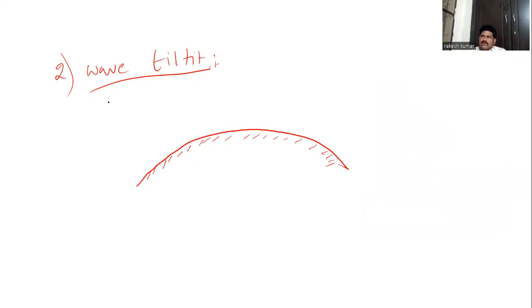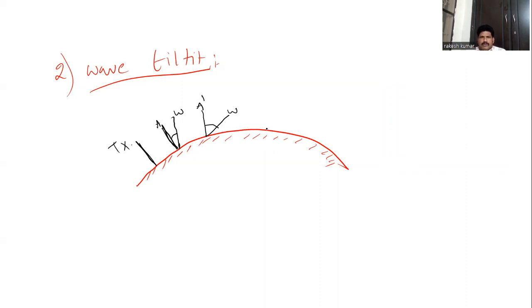Okay. So consider this is my transmitting antenna. As the signal is traveling in this direction, the wave will get slowly tilted. Consider it as W. As the wave further moves, the wave will get tilted further.